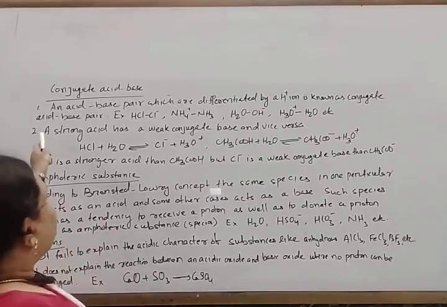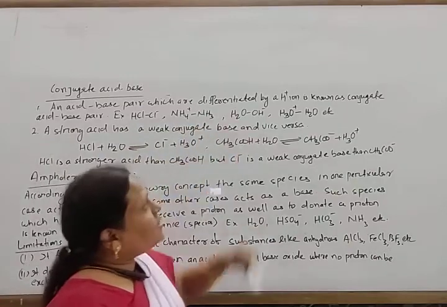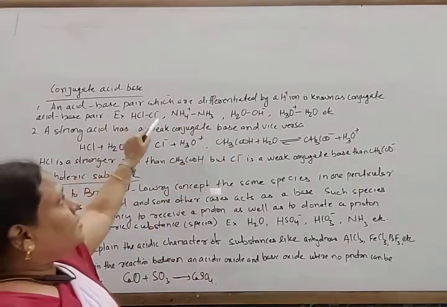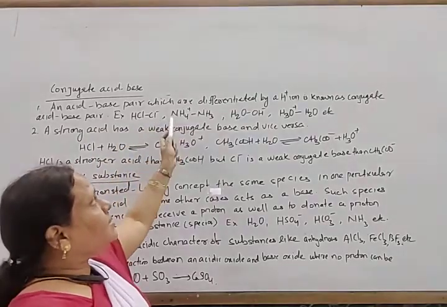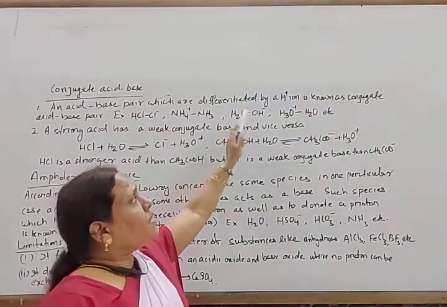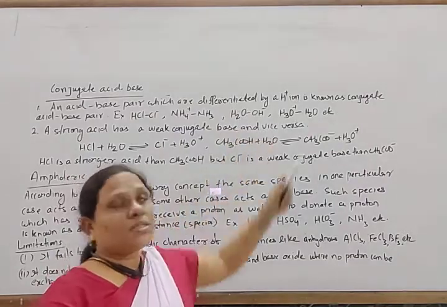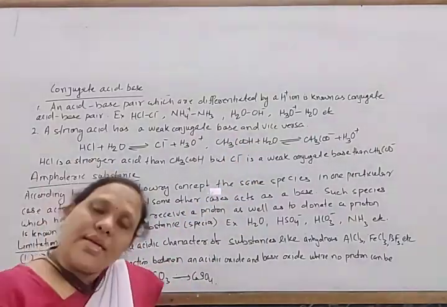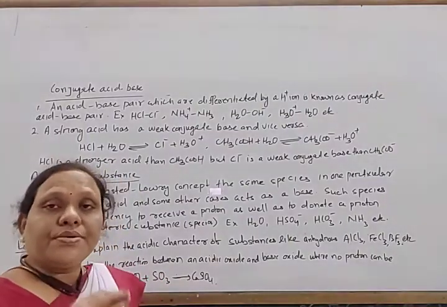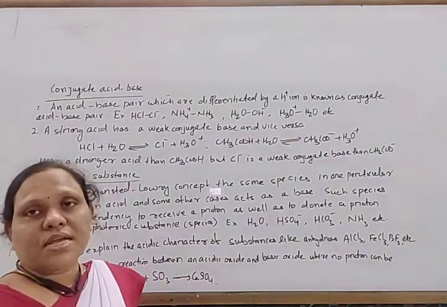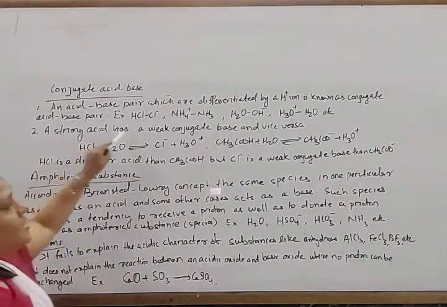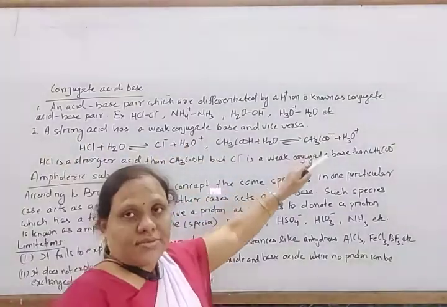An acid-base pair which differs by an H+ ion is known as a conjugate acid-base pair. HCl and Cl-, NH4+ and NH3, H2O and OH-, H3O+ and H2O are acid and base pairs. So to get an acid, just add an H+ to the formula, and to get a base, just remove one H+ ion from the formula. A strong acid has a weak conjugate base and vice versa.